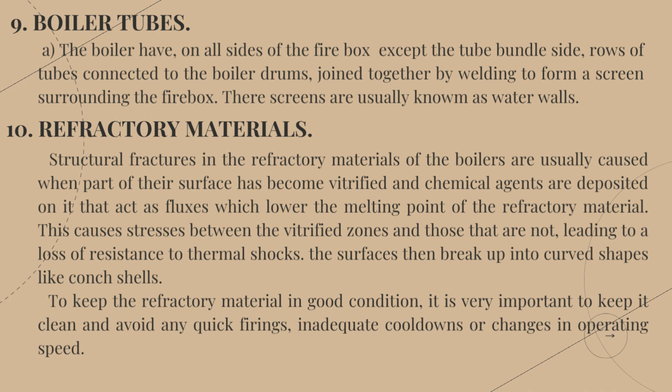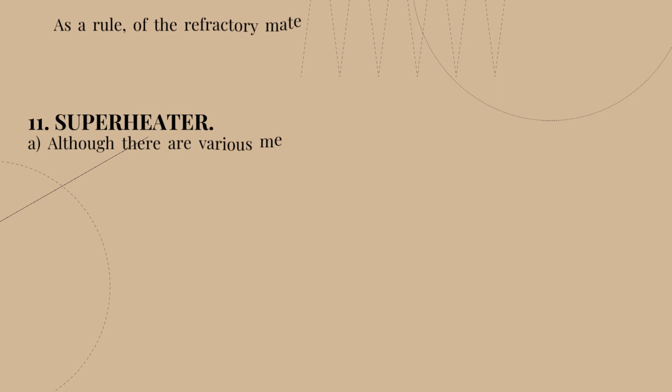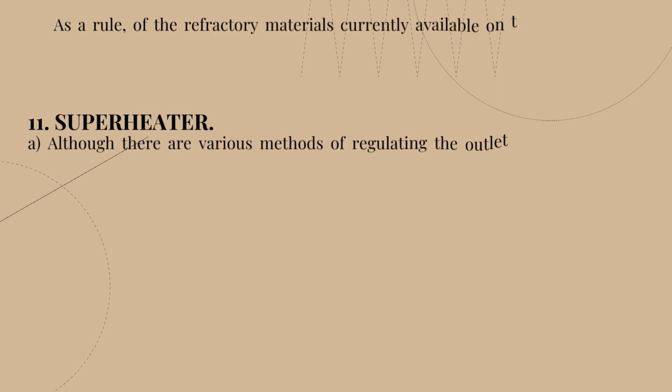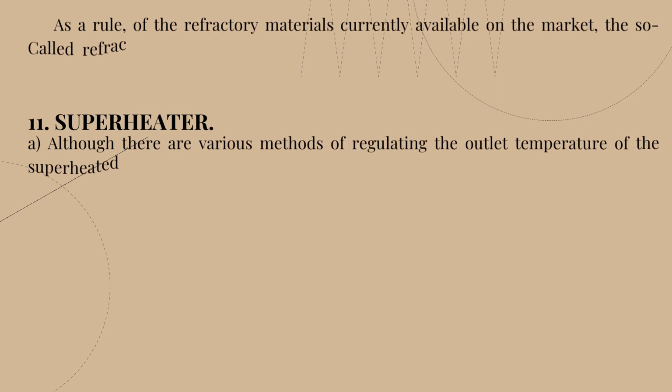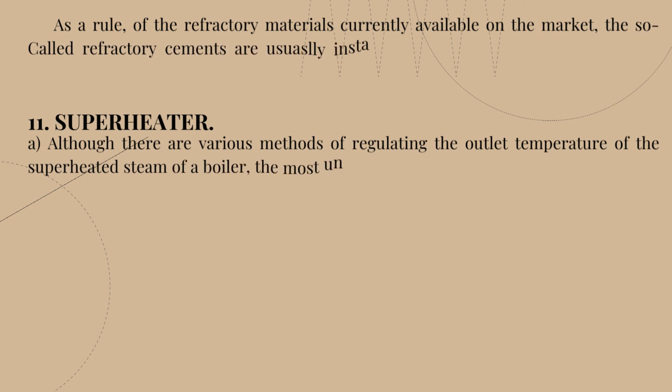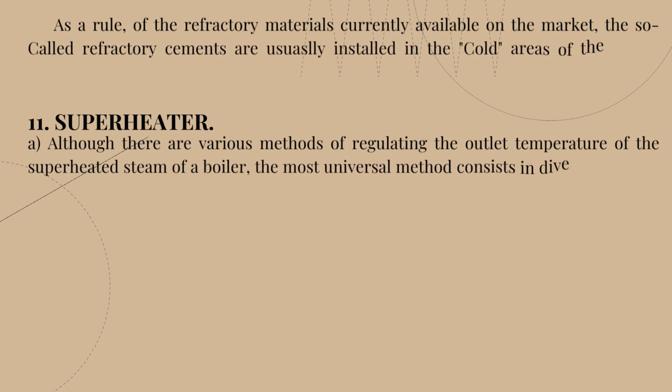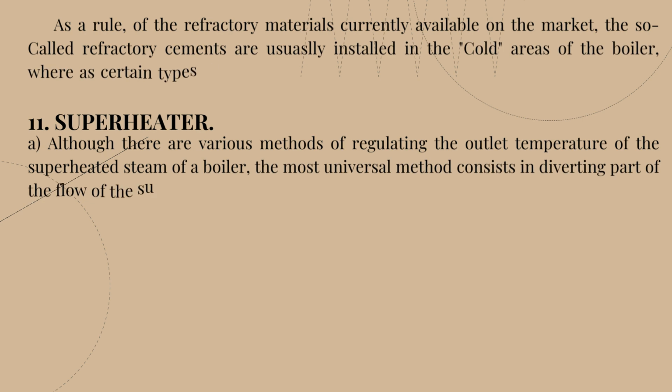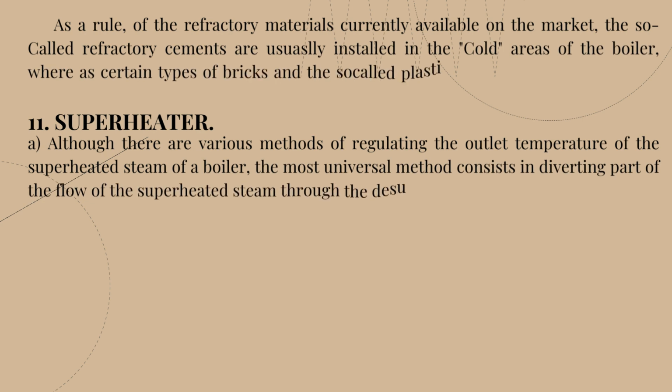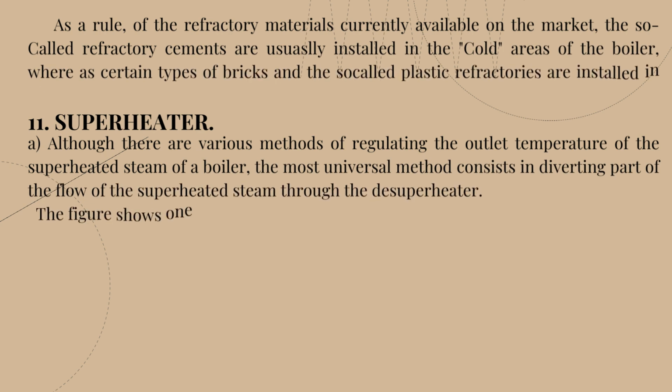To keep the refractory material in good condition, it is very important to keep it clean and avoid any quick firings, inadequate cooldowns or changes in operating speed. As a rule, of the refractory materials currently available on the market, the so-called refractory cements are usually installed in the cold areas of the boiler, whereas certain types of bricks and the so-called plastic refractories are installed in the hot areas.